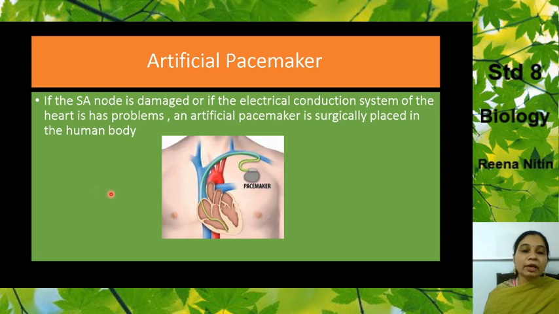We move on to the artificial pacemaker. Now, if something goes wrong with the SA node, and it is unable to conduct those electrical impulses, then in that case, the artificial pacemaker is fitted into the human body just under the epidermis of the patient. So it has to be placed by a surgical procedure.